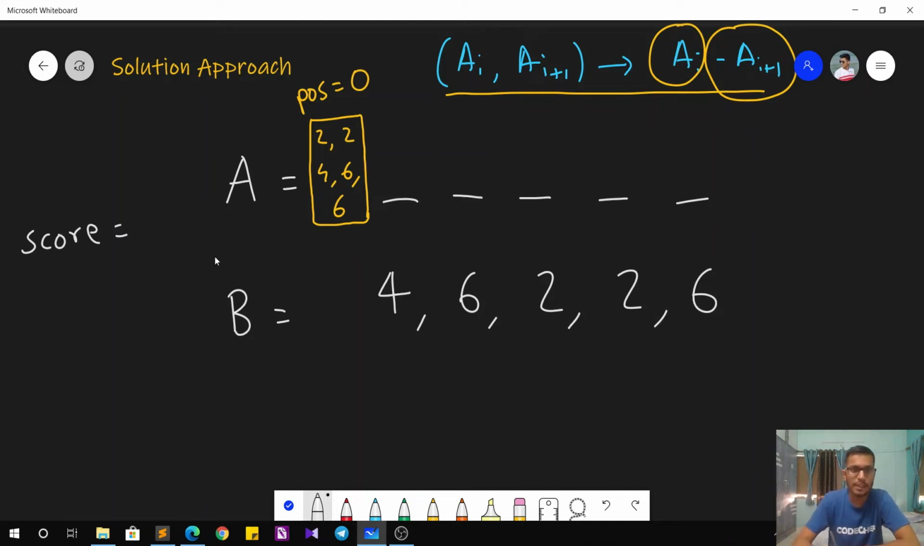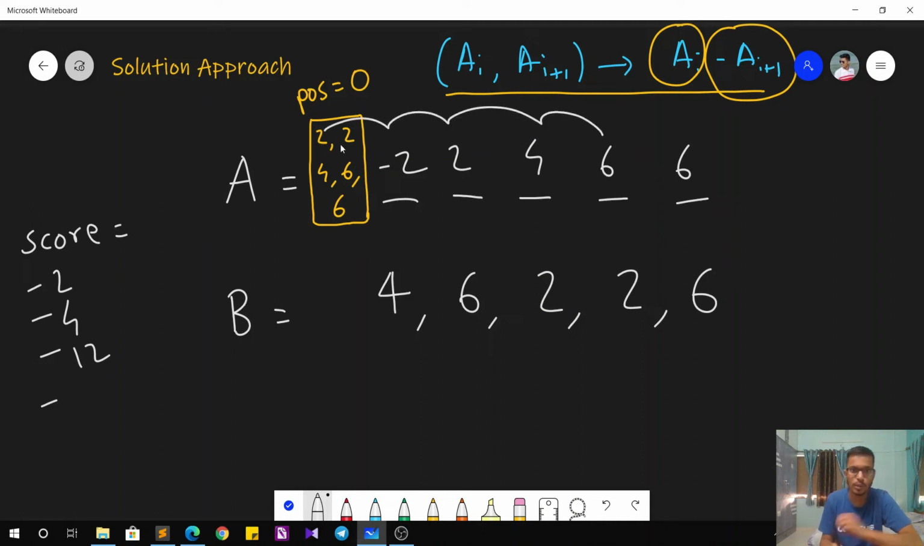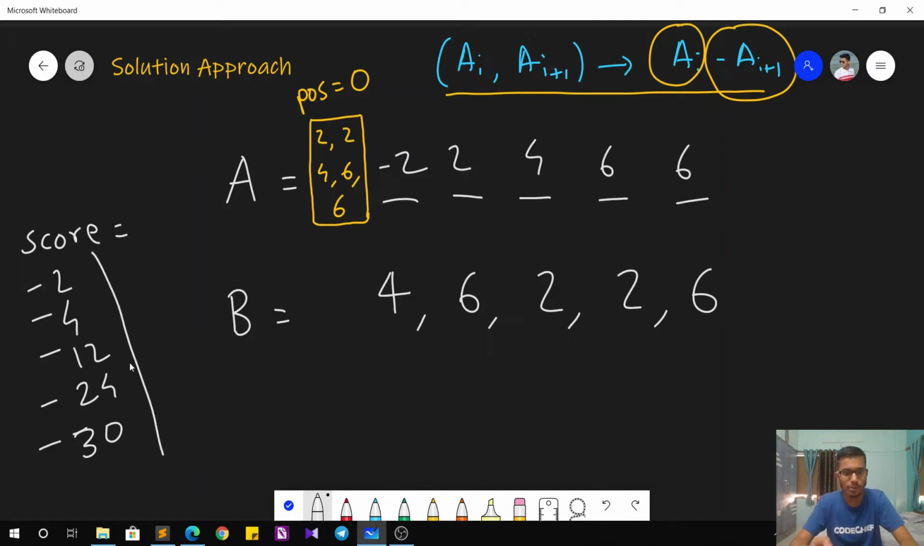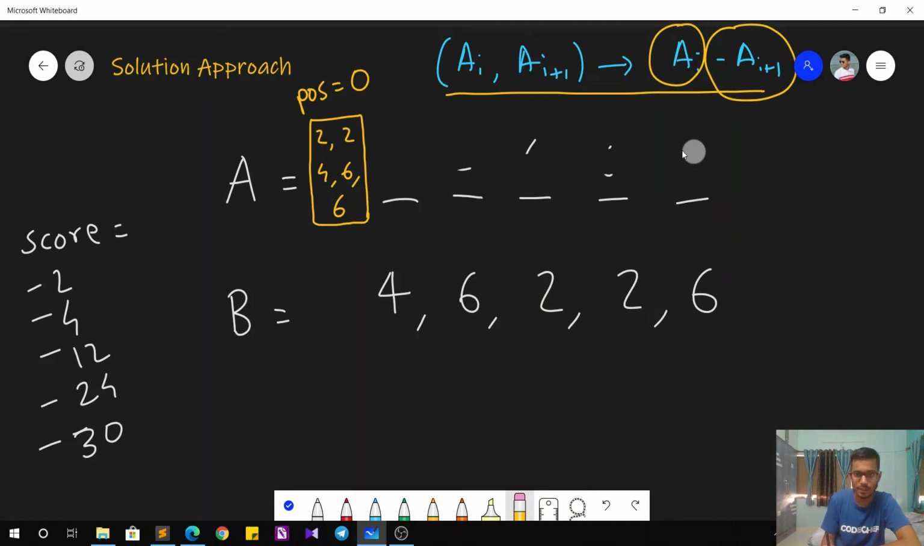Okay, so what will be the current score right now? If I draw the initial array was 2, 2, 4, 6, 6. So we have minus 2, then we have minus 2 into 2. So we have minus 2, minus 4, then we have minus 12. We also have 6 has come 4 positions, 1, 2, 3, 4. So minus 24 and also we have minus 30. Okay, so my current score is addition of all these numbers. You can add them for yourself. I'm not going to add them right now because I'm focusing on the final answer.